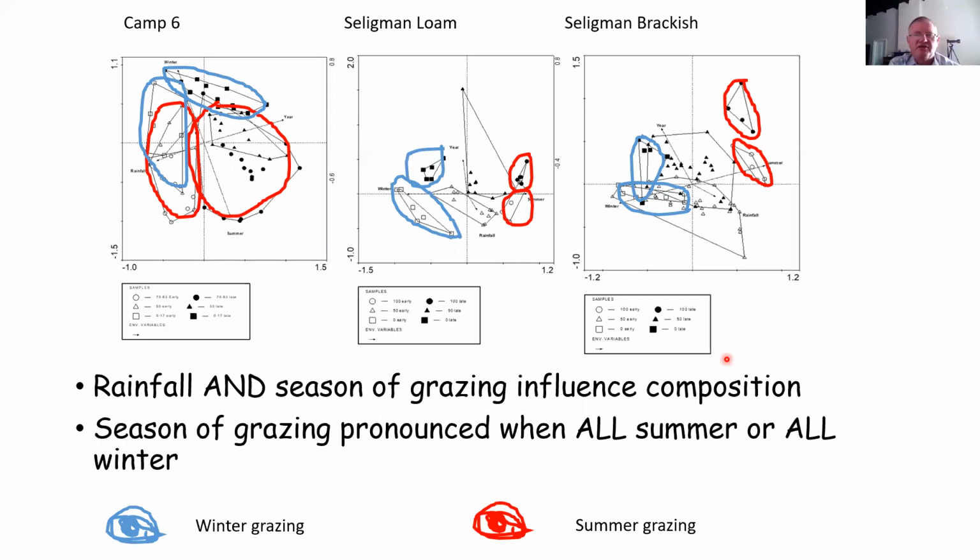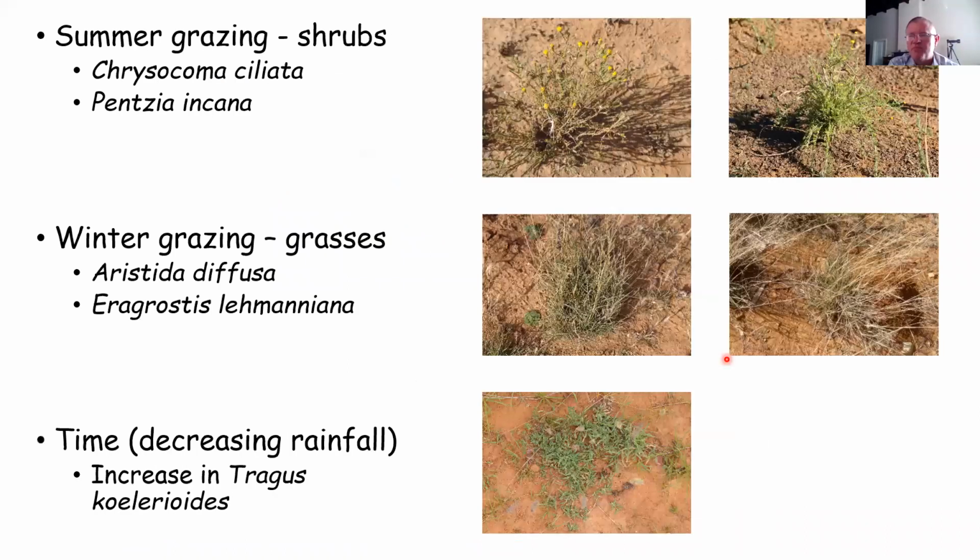If we look at the types of plants that were dominant in the different treatments, where you had summer grazing, those trials were generally dominated by the shrubs, especially Chrysocoma ciliata, which is very unpalatable. Also Pentzia incana, which is quite palatable, but somehow manages to survive. Whereas the winter grazing treatments were dominated by the grasses, especially Eragrostis lehmanniana and Aristida diffusa.